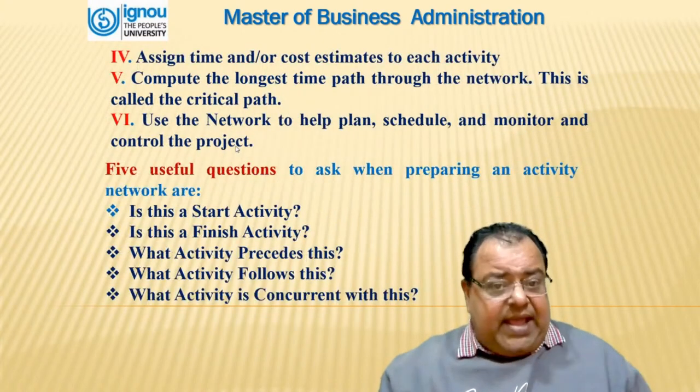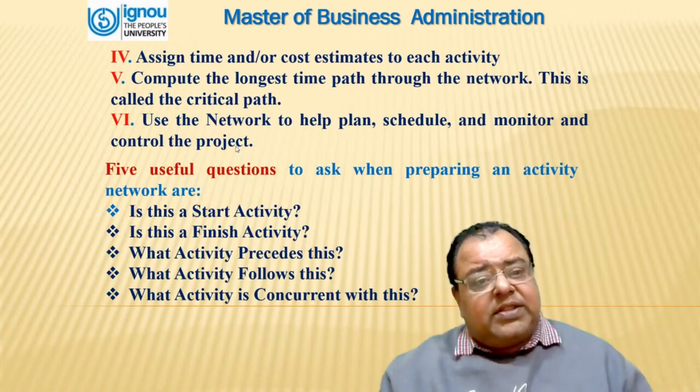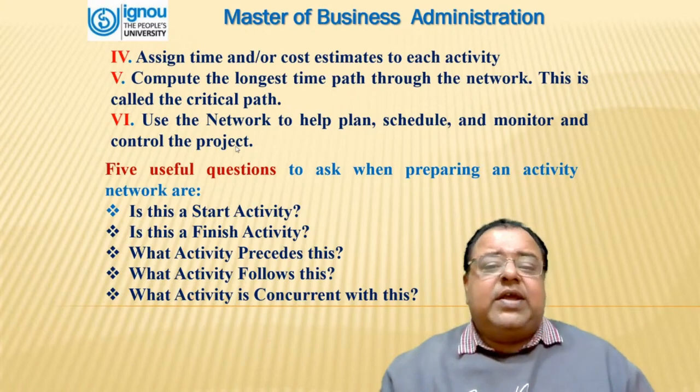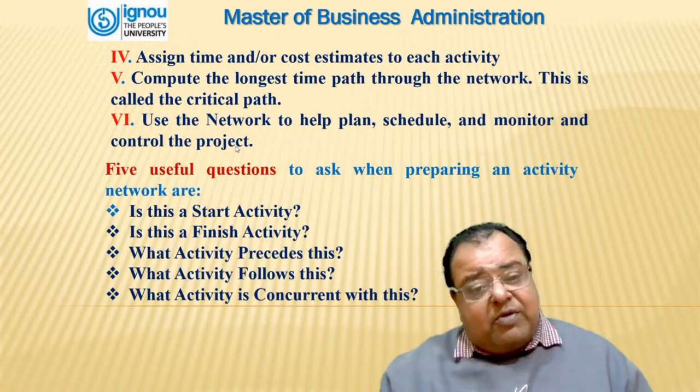Fourth one is assign time and or cost estimates to each activity. Fifth, compute the longest time path through the network. This is called the critical path. And the sixth one is use the network to help plan, schedule, monitor and control the project.